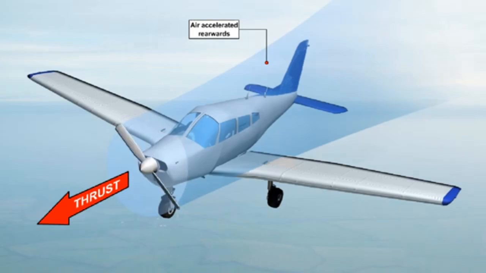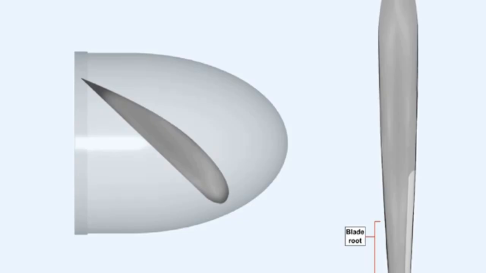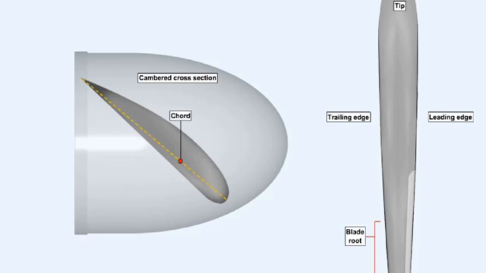In order to be able to explain how a propeller works, it's necessary that we use a certain amount of terminology. Like a wing, a propeller blade has a root and a tip, a leading and trailing edge, and a cambered cross-section, whose chord line passes from the center of the leading edge radius to the trailing edge.